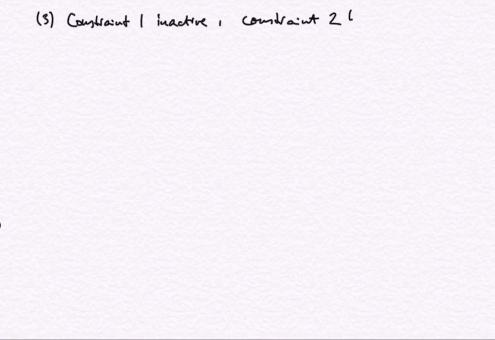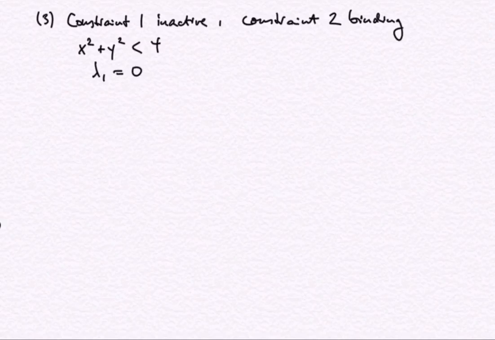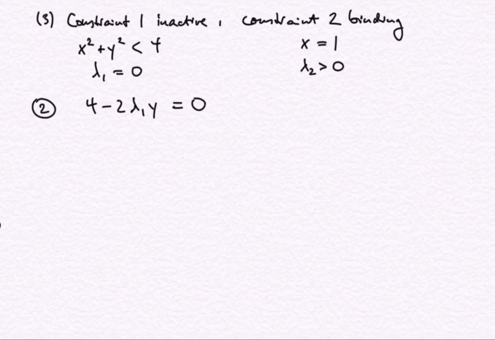Case number 3. Constraint 1 is inactive, is slack. Constraint 2 is active, binding. This means that x squared plus y squared is strictly less than 4, which means that lambda 1 is equal to 0. And this means that x is equal to 1, which means that lambda 2 is strictly positive. Going into condition 2, which says that 4 minus 2 lambda 1 y is equal to 0, now lambda 1 is equal to 0, which means 4 is equal to 0. If this is not a contradiction, then I don't know what is. So no candidate point from this case.